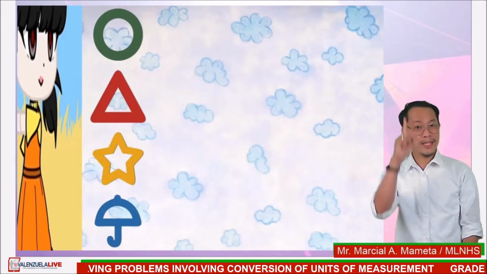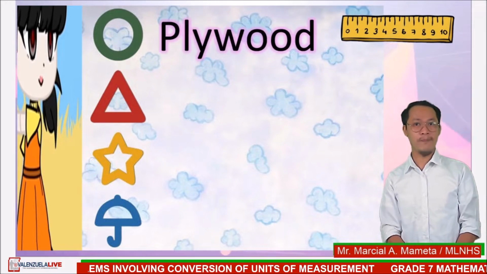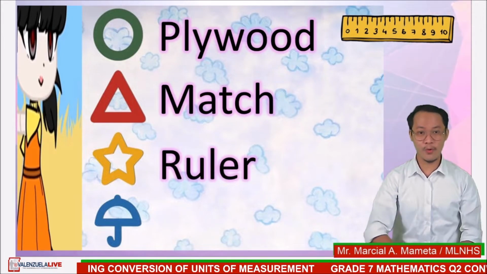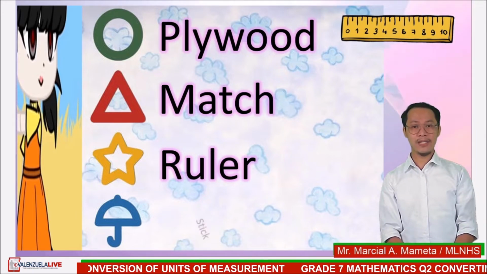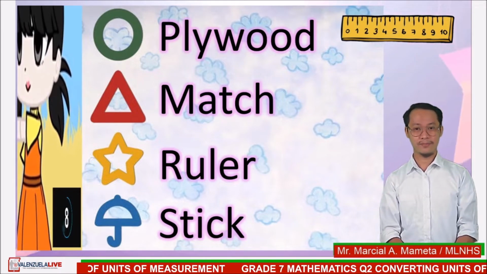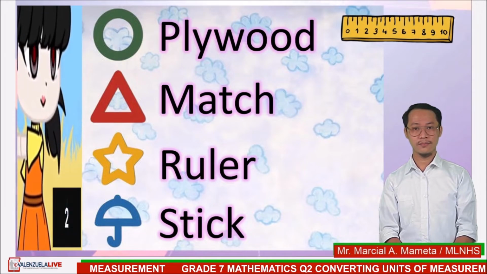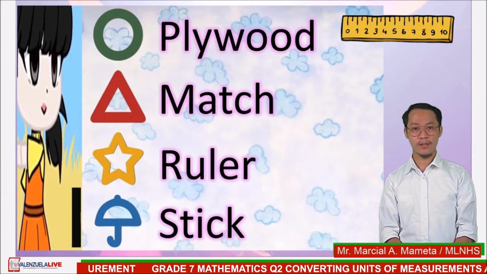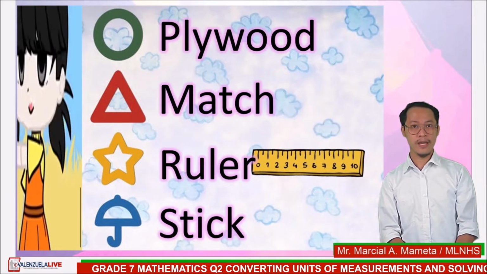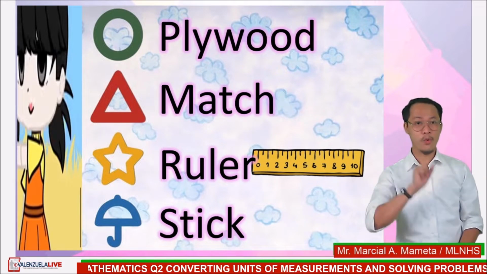What do you call this object? Just comment circle if it is a plywood. Comment triangle if it is a match. Comment store if it is a ruler. And comment umbrella if it is a stick. 10 seconds. Time is up. Let us see. This is a ruler. Store. Nice. You may now proceed to level 2.